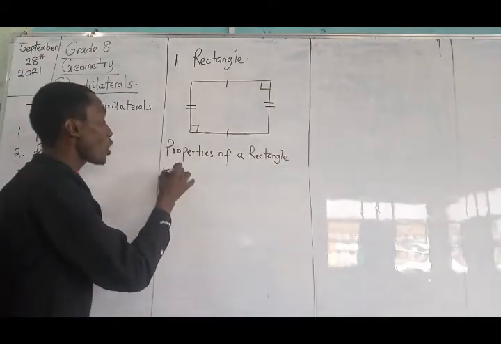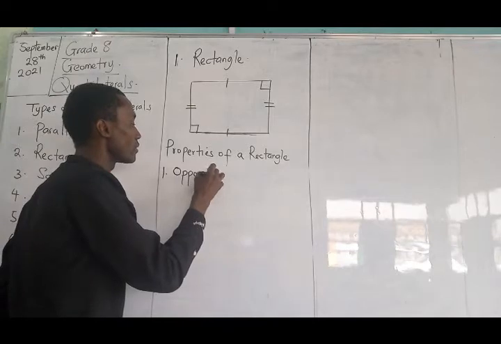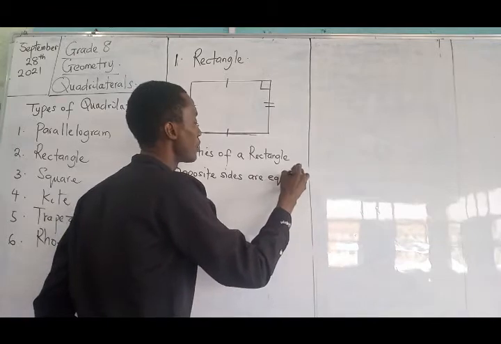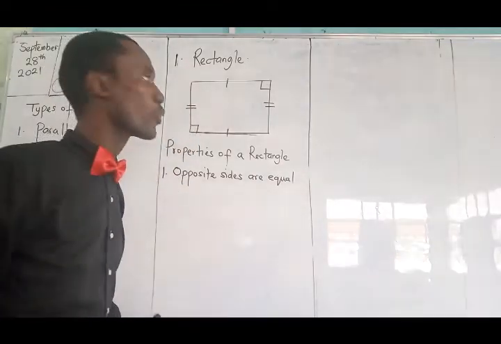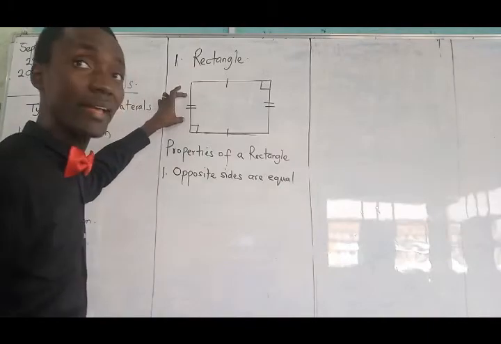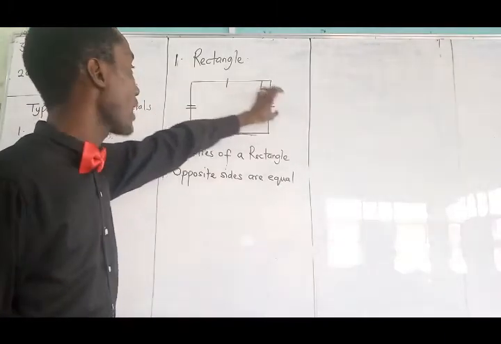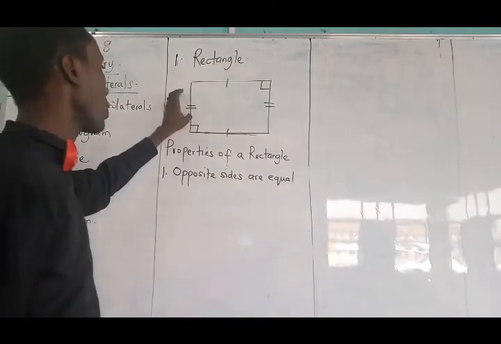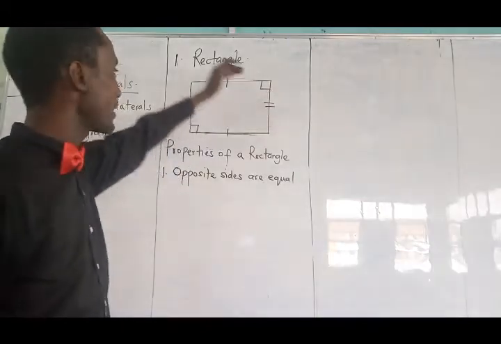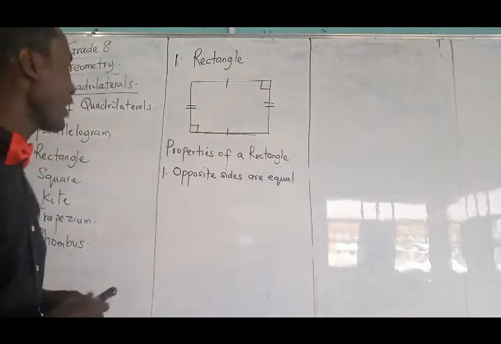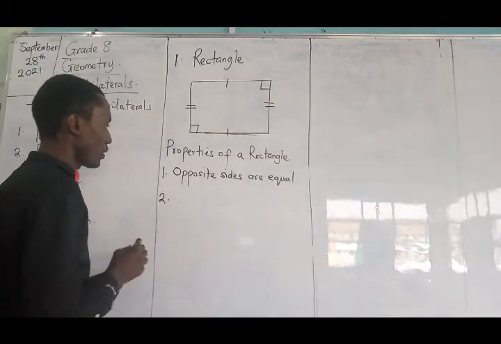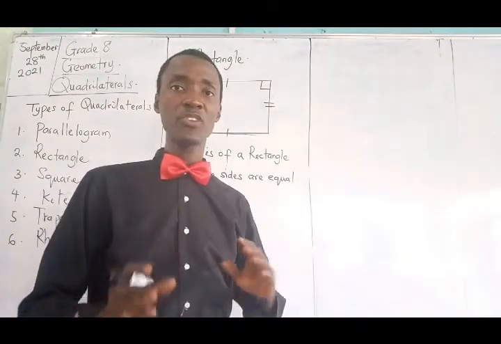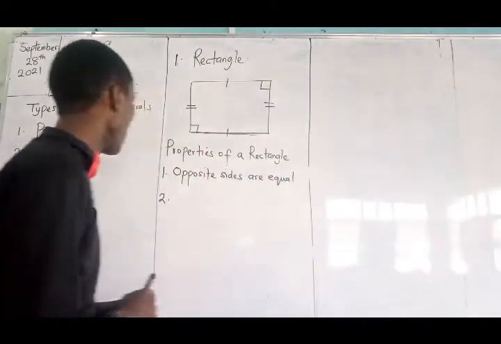Number 1, we know that opposite sides are equal. Now, when we talk about opposite sides, this is what we mean. This opposite side is equal to this side, and this side is equal to this side. So it has 2 pairs of opposite sides, and they are equal to one another. Another interesting thing we know, I've left out something very important, but I'll see how I can fix that in the course of our work.